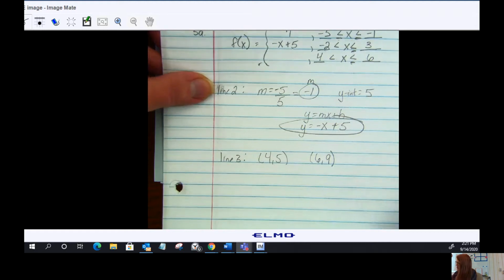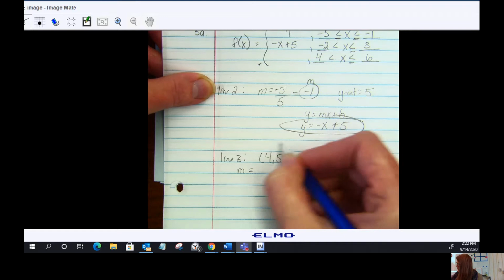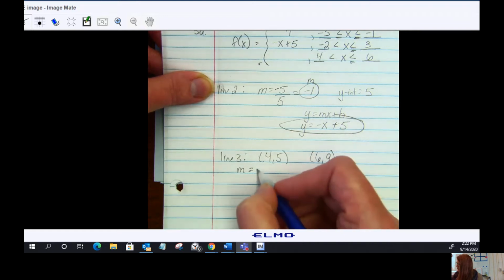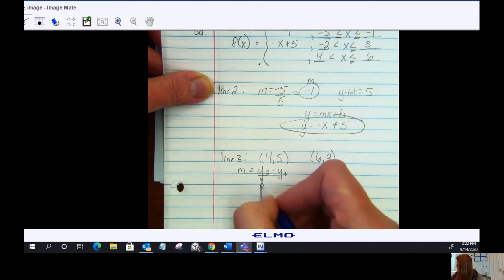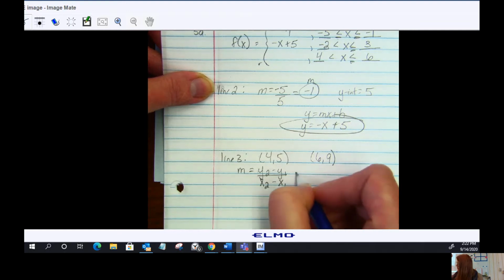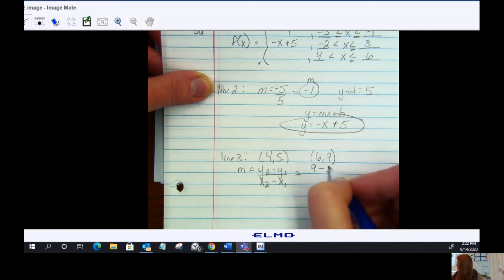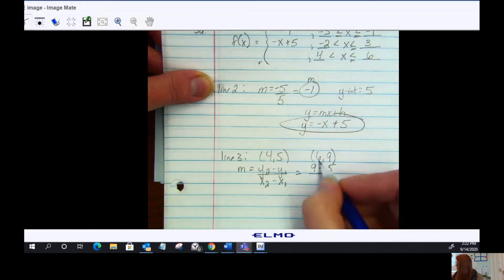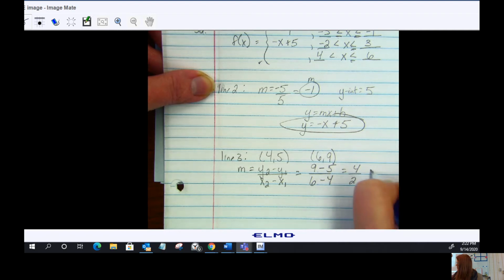Okay, so now let's do slope algebraically in case you don't want to do the rise over 1 where you're counting. So we remember that is y sub 2 minus y sub 1 all over x sub 2 minus x sub 1. So my second y is 9 minus my first y is 5 all over my second x is 6 minus my first x is 4. 9 minus 5 is 4. 6 minus 4 is 2. We simplify that. We have a slope of 2.